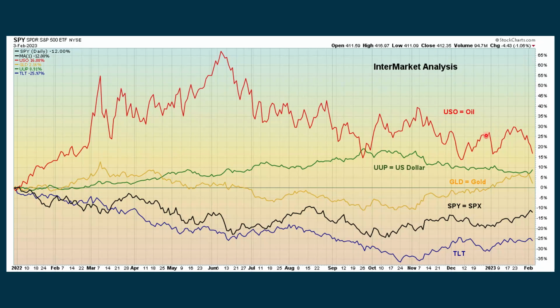InterMarket Analysis chart showing how oil, which had been doing much better, is still doing pretty good, but it's down from its highs, followed by the dollar, which is still positive. Gold had turned positive, but seeing some recent weakness. We're seeing improvement with stocks and bonds here, but they're still negative going back to the beginning of 2022.